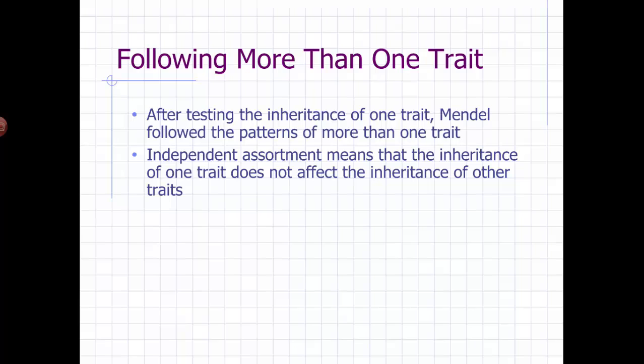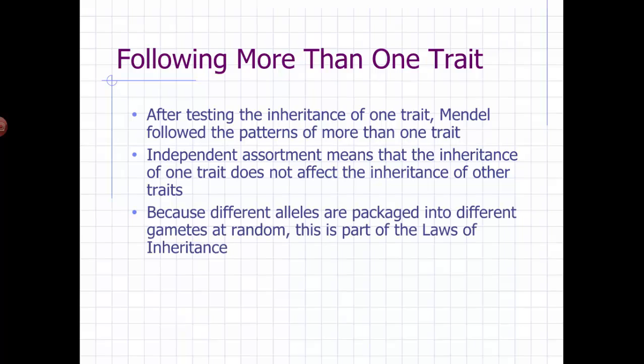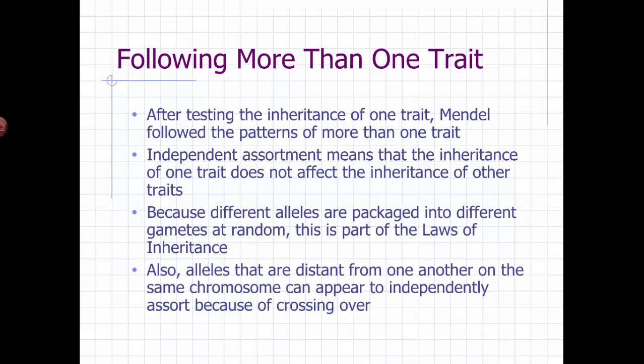other. Okay? According to his idea of independent assortment, he figured that because all of these characters, these elementen, were separated from each other during fertilization, or during gametogenesis, and then they recombined during fertilization, he figured that one trait didn't affect the transmission of another trait because they'd be separate from one another, okay? Because they're packaged into different gametes at random. That's part of the laws of segregation.